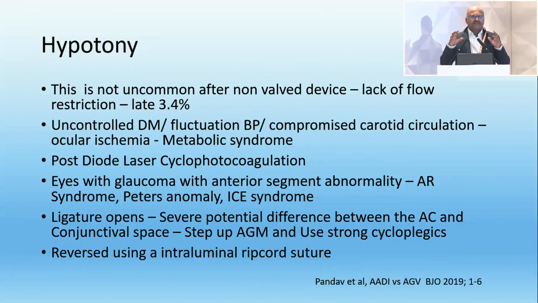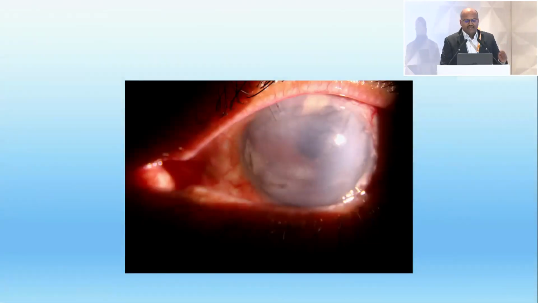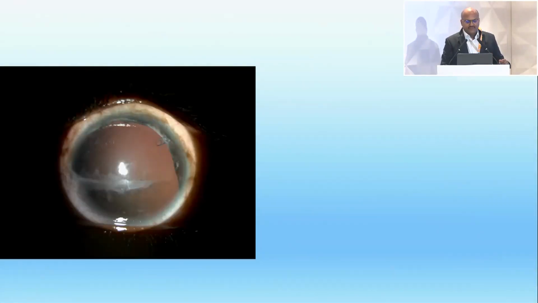Once the potential difference reduces, the tube opening is not very dramatic, and that definitely reduces the rate of hypotony, number 1, and reduces the prolongation of hypotony also. So a dramatic opening will cause severe hypotony and continue to prolong it. You can always reverse it by putting an intraluminal ripcord suture, as already shown by the previous speaker. And if you have hypotony, you have secondary immediate corneal decompensation. So that's something you have to be careful about.